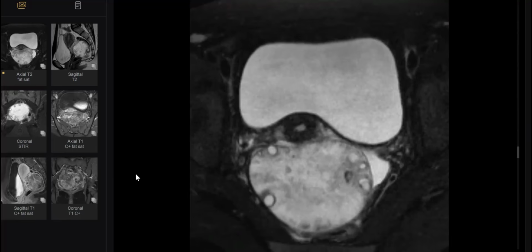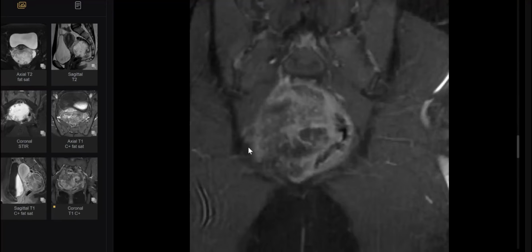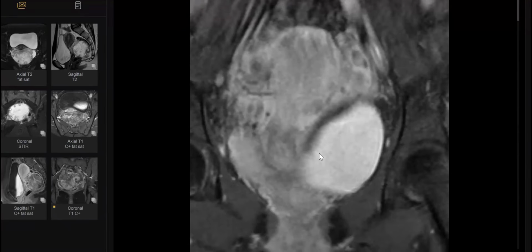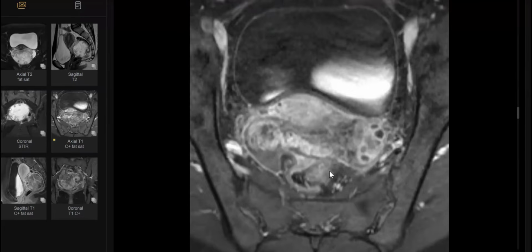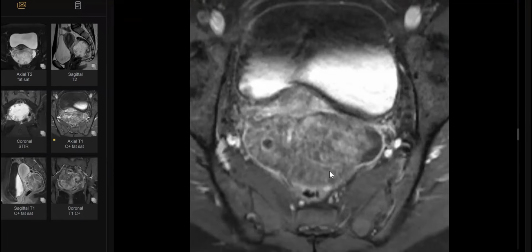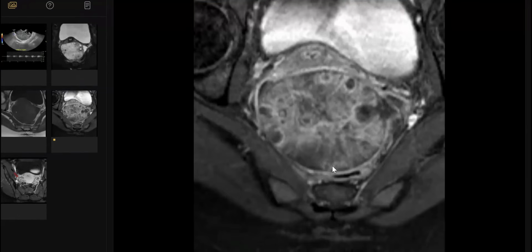Okay, you can see the last one. Yes, so this is the contrast. The axial is the one above this one. It shows decreased perfusion, decreased enhancement of this cystic structure. So this is ovarian torsion with pending ischemia. This is to be urgently referred to the gynecologist for urgent surgical management.